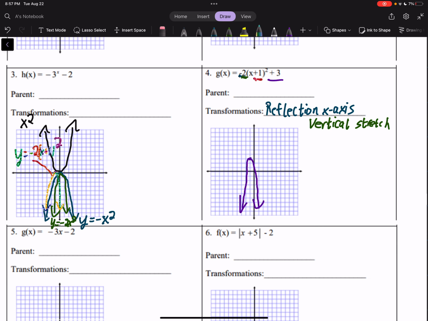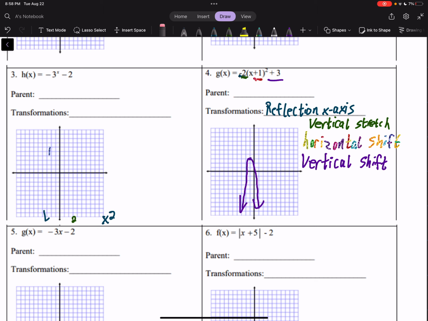So, to recap, we have a reflection over the x-axis, a vertical stretch. We have a horizontal shift. And then lastly, we have a vertical shift. Again, shift is interchangeable with the word translation. And I just tried to combine how to spell the two words. Okay.